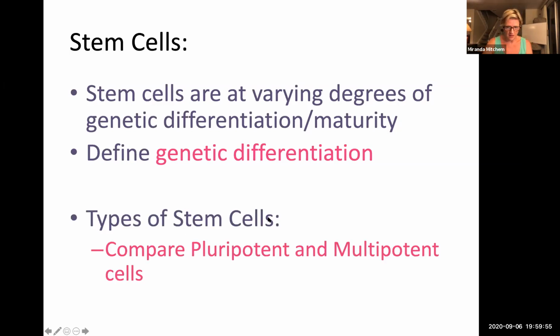So I'm going to leave this for you. We will revisit this throughout the semester. But again, not every stem cell is created equal. So I'd like you to look up what is a pluripotent stem cell versus a multipotent stem cell and what the differences are. And we'll talk about this in a future activity, but I'll leave that with you to dig into for now.